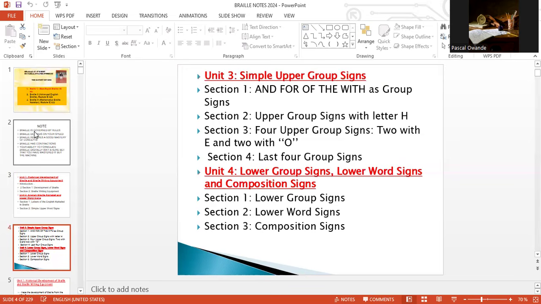In unit number 4, we'll look at lower group signs, the lower word signs and composition signs. And so the first one under that unit 4 will be lower group signs, followed by the lower word signs, followed by the composition signs.